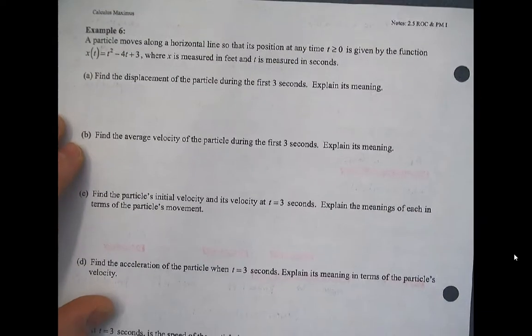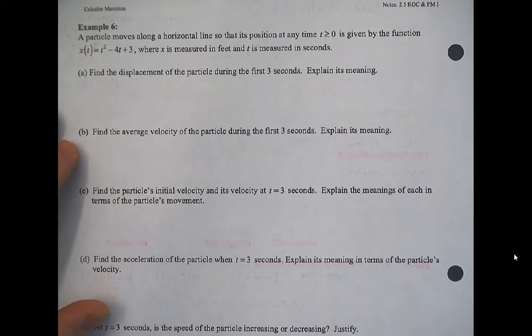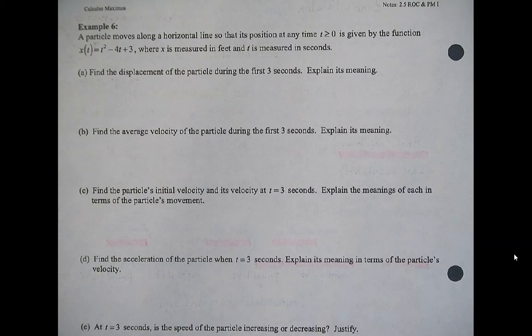All right, here we go. Our first particle motion problem. A particle moves along a horizontal line so that its position at any time t greater than 0 is given by the function x of t equals t squared minus 4t plus 3, where x is measured in feet and t is measured in seconds.